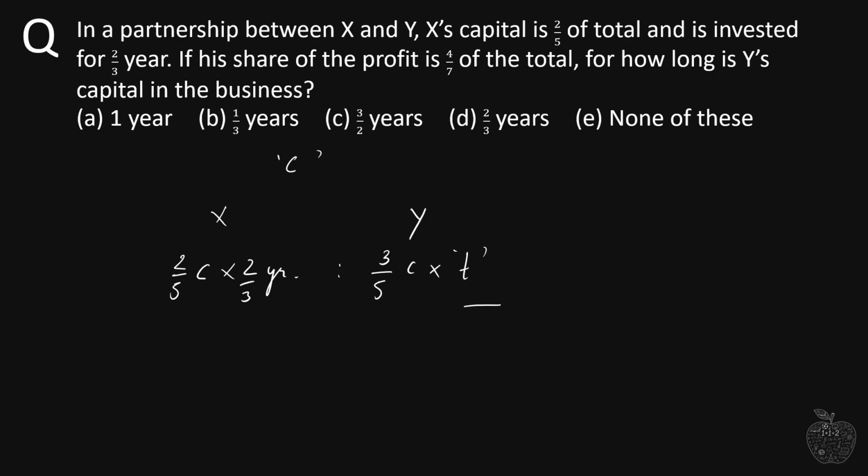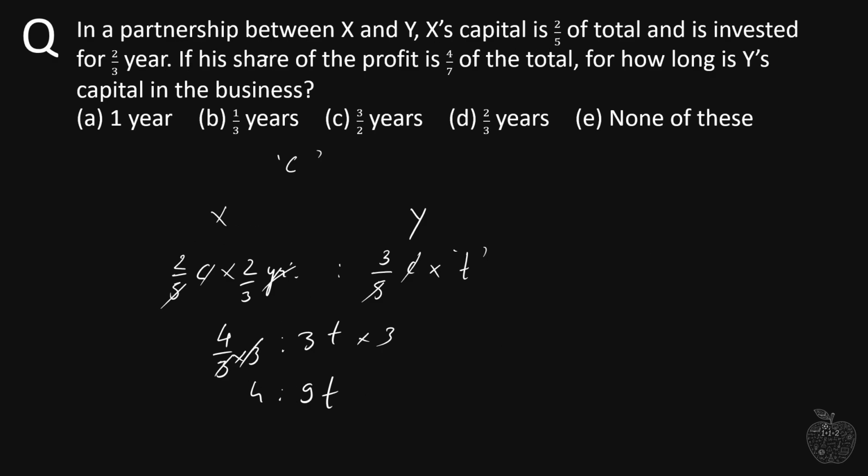So the ratio that we get here: 5 gets cancelled, C gets cancelled, so we are left with 2/3 also gets cancelled. So we are left with 4/3 is to 3T. Now multiplying both sides by 3 to get rid of this denominator, we get 4 is to 9T. Now the profit will be distributed among X and Y in this ratio 4 is to 9T.